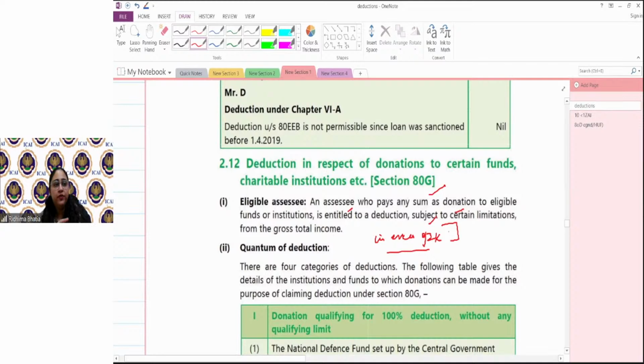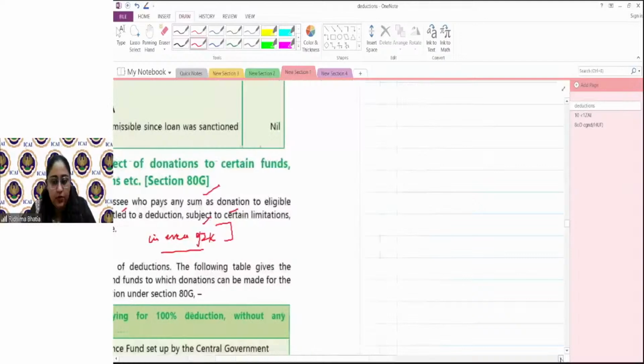You cannot just show that you have given stuff worth rupees 50,000, 60,000. No, it should be in any mode, account payee cheque, account payee bank draft, your ECS, your electronic methods. It can be in those modes, but not in cash. Now there are 4 different quantums for claiming 80G deduction. And understanding those 4 different quantums is very important.